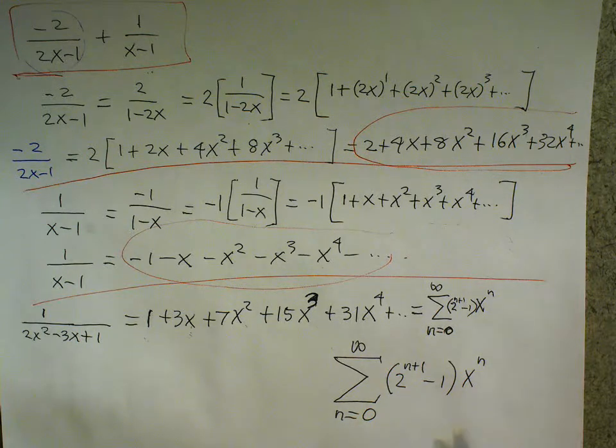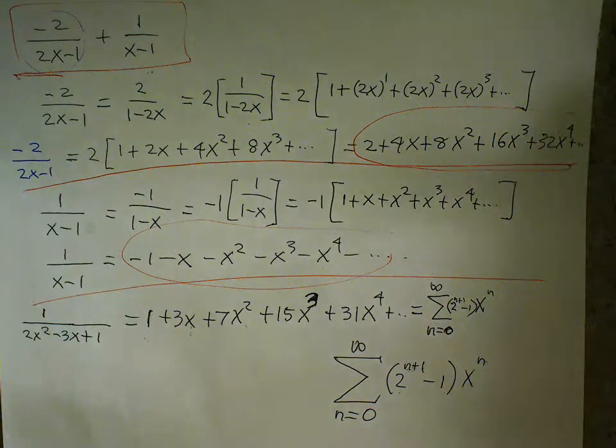Okay, one more. When n is 2, 2 plus 1 is 3. 2 to the third is 8. 8 minus 1 is 7. And x to the second. So did that work out? Okay, the next page.